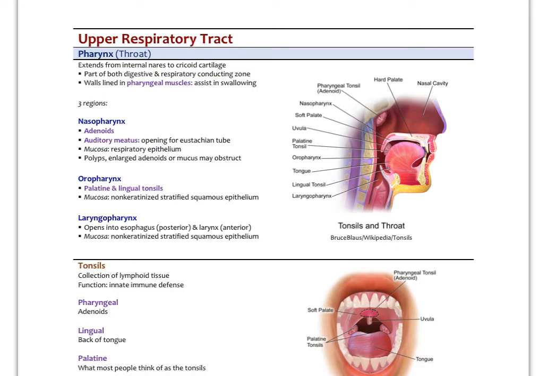Now the pharynx, or the throat, same thing, extends from the internal nares to what's called the cricoid cartilage, and that's really where the trachea begins.